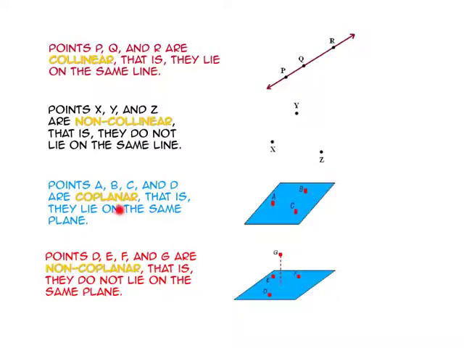Coplanar, notice the word plane here, means points that are on the same plane. So points A, B, and C are coplanar points. Non-coplanar, not on the same plane. So while points D, E, and F are on the same plane, points D, E, F, and G are not on the same plane, so they are non-coplanar.